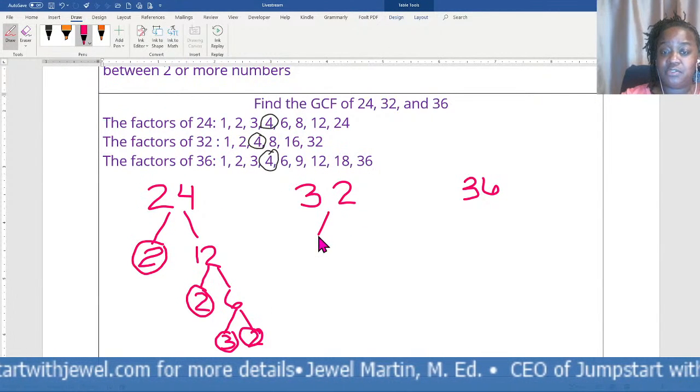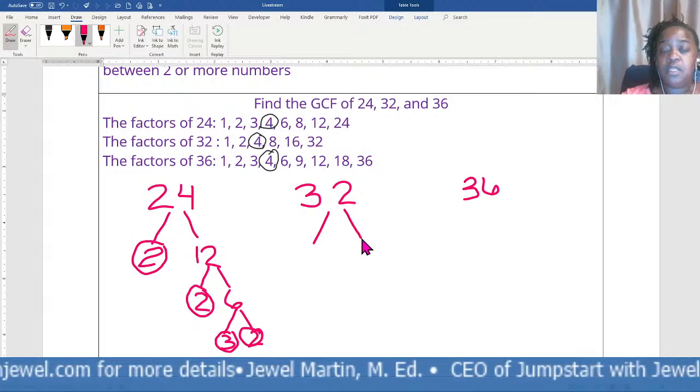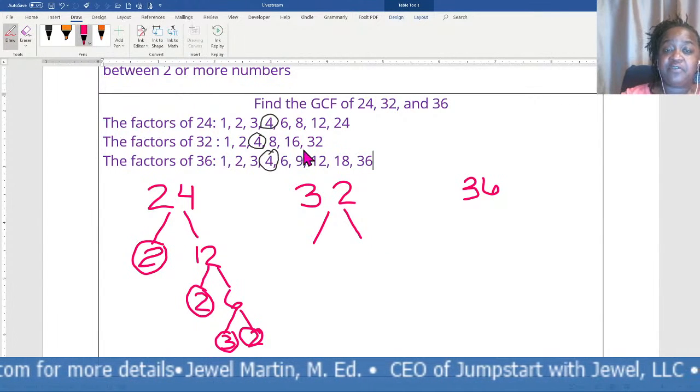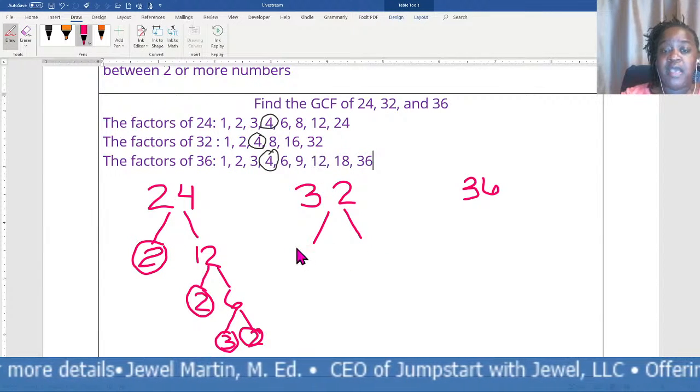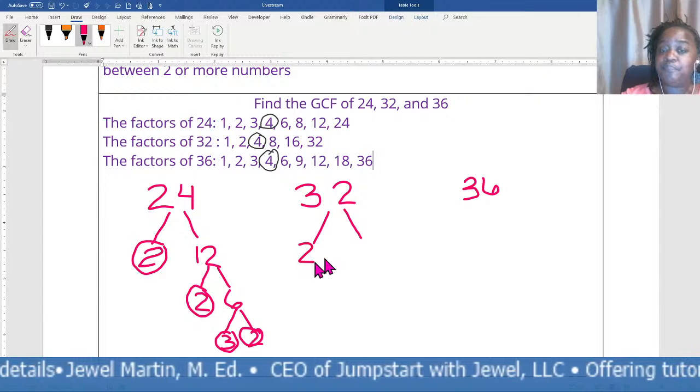Now let's go to 32. So same thing here. I've got my factors listed of 32. So I'll do 2 and 16.